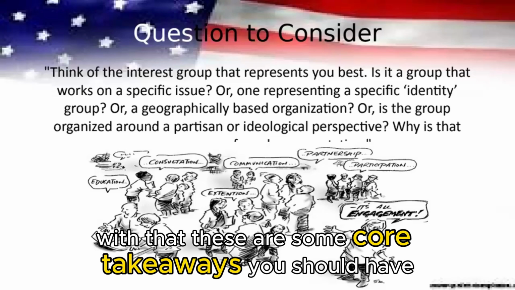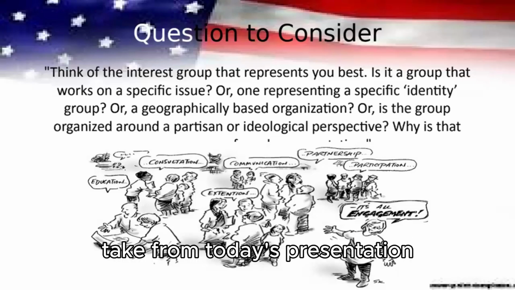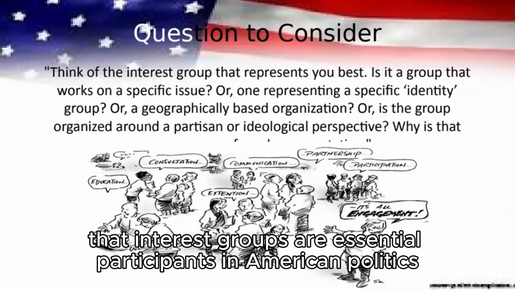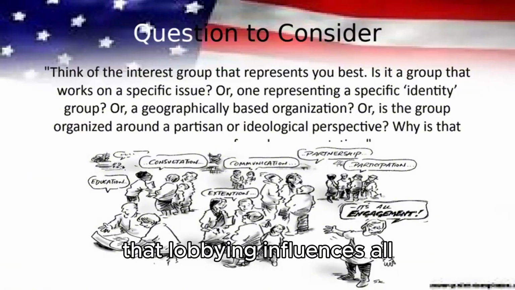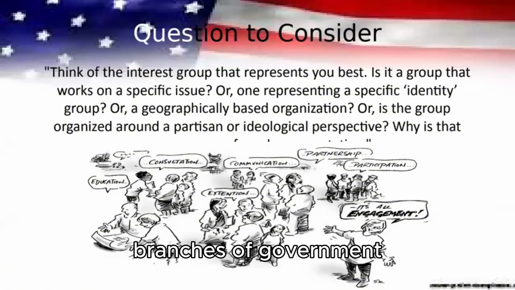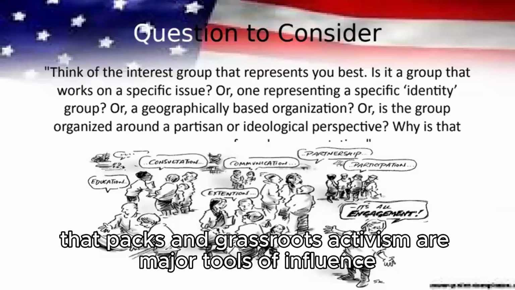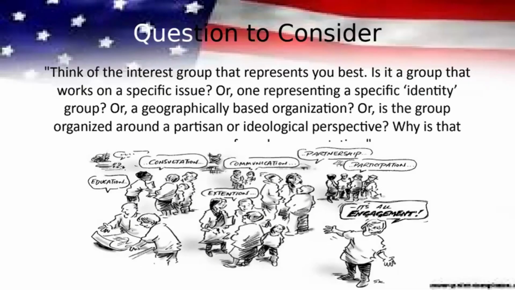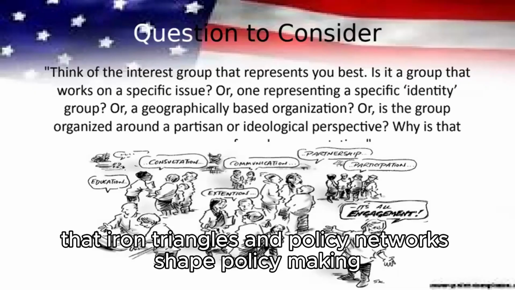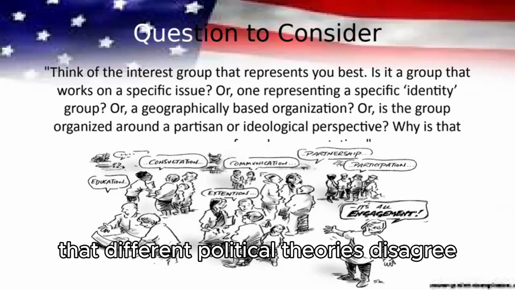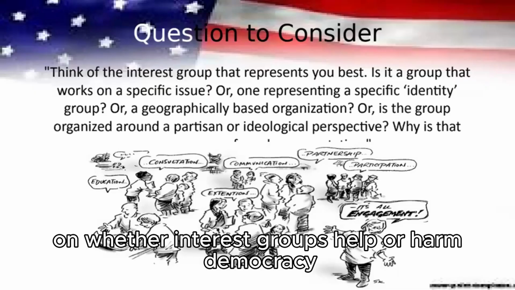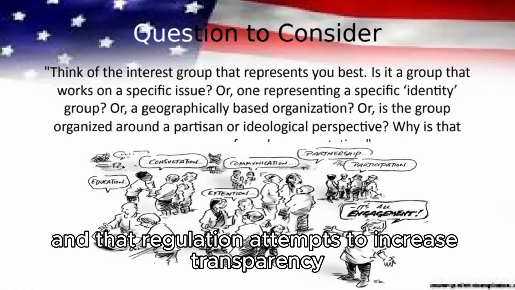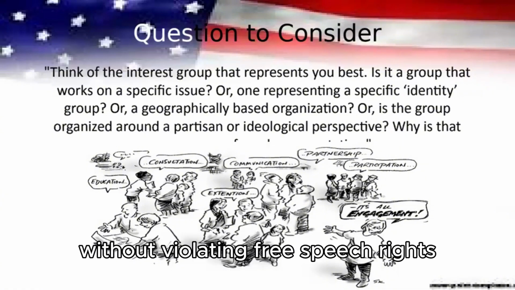With that, these are some core takeaways you should take from today's presentation. One, that interest groups are essential participants in American politics, that lobbying influences all branches of government, that PACs and grassroots activism are major tools of influence, that iron triangles and policy networks shape policymaking, that different political theories disagree on whether interest groups help or harm democracy, and that regulation attempts to increase transparency without violating free speech rights.